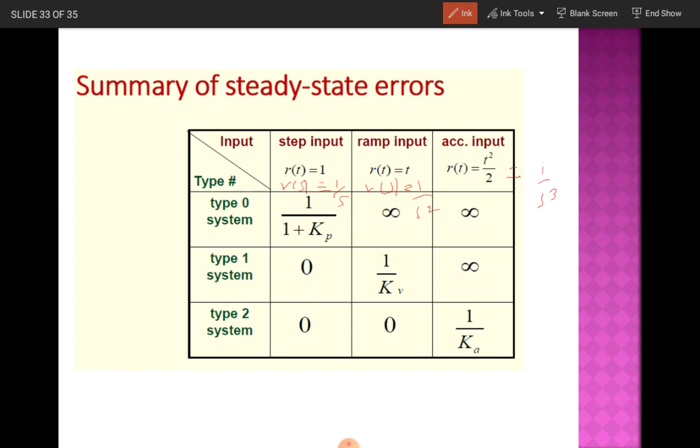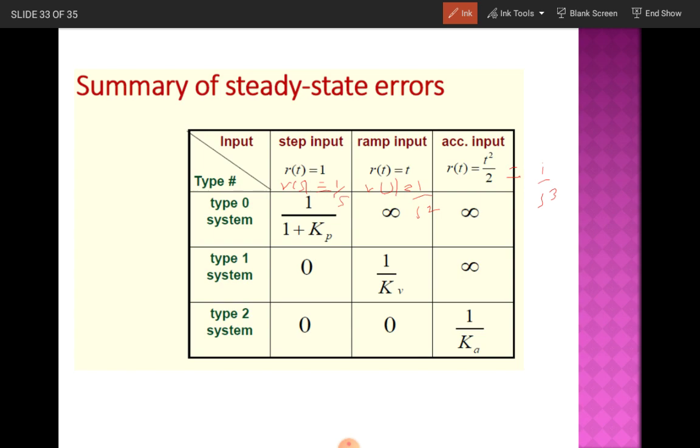Suppose the system is a type 0 system and the step input, you can use this expression: 1 divided by 1 plus Kp. Then for the same system, if you give a ramp input, you will get infinity. Steady state error will become infinity. And for acceleration input also it becomes infinity.